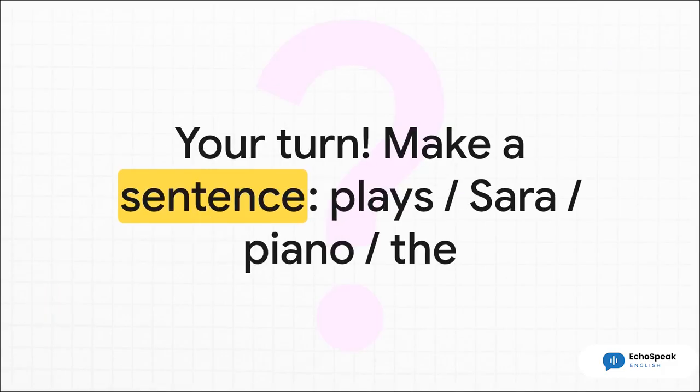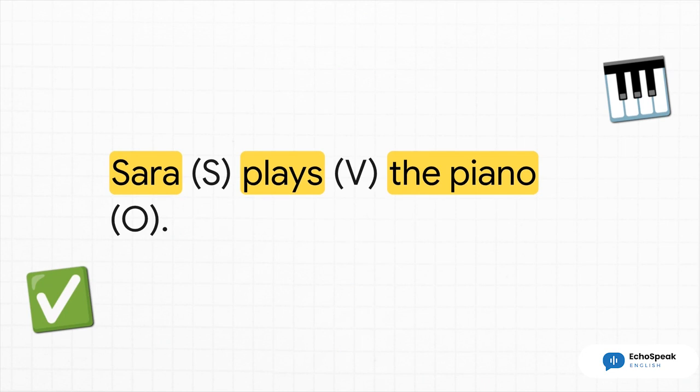All right, your turn. Time for you to be the sentence builder. Have a look at these words on your screen. Plays, Sarah, piano, the. Go ahead and pause the explainer if you want, and try to put them in the correct order to make a sentence. Okay, did you figure it out? I think I did. Is it Sarah plays the piano? That is exactly right. We have our subject, Sarah, our verb, plays, and our object, the piano. Subject, verb, object. You totally nailed it.